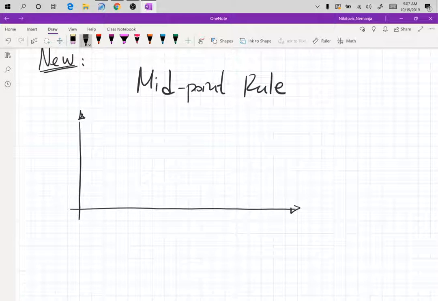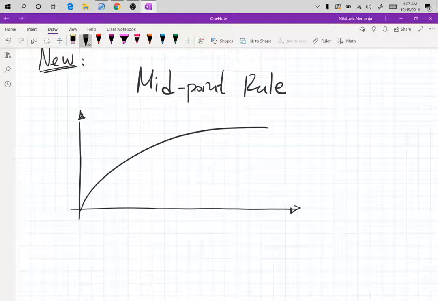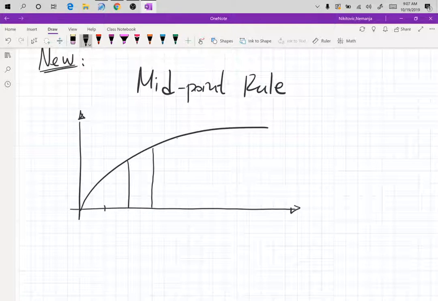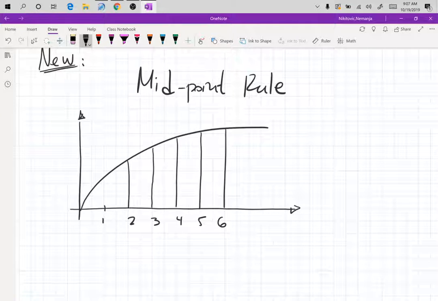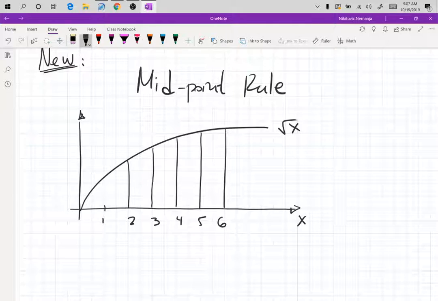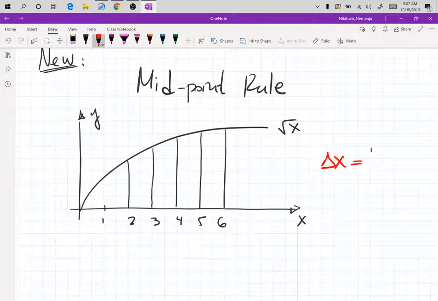We're going to draw the same, let's say square root of x, doesn't matter. And now I'm going to, so 1, 2, 3, 4, so 1, 2, 3, 4, 5, and 6. We still have our delta x the same, which is b minus a over n. N is the number of rectangles.